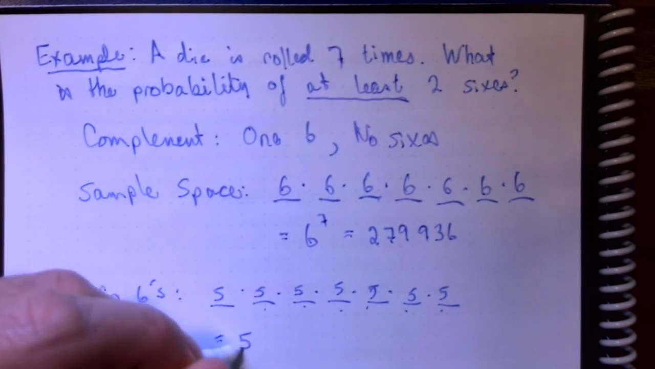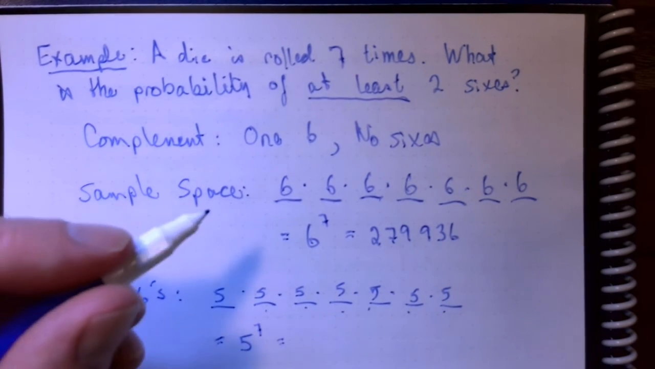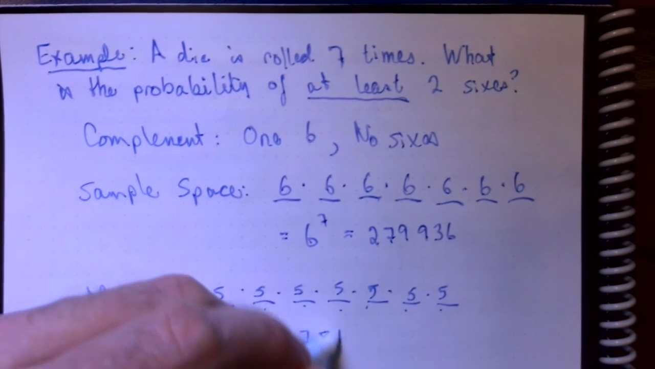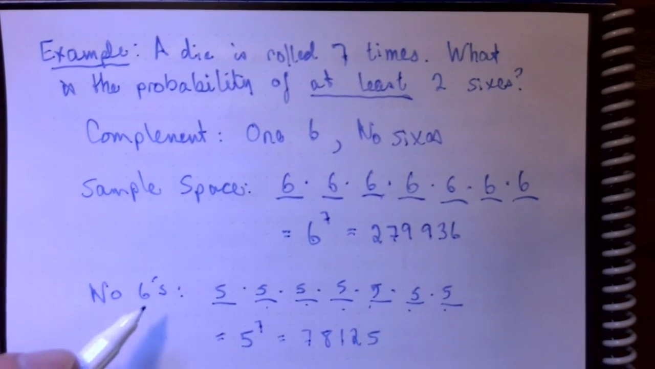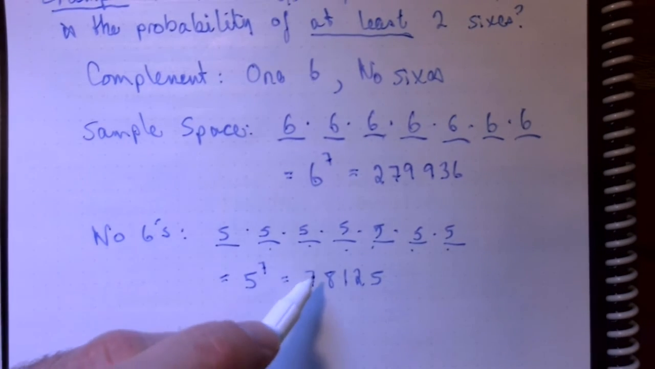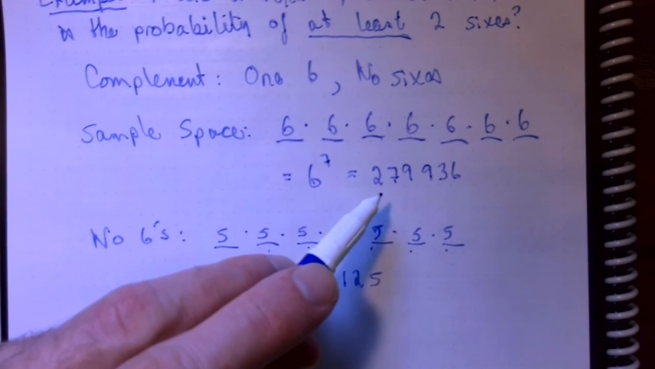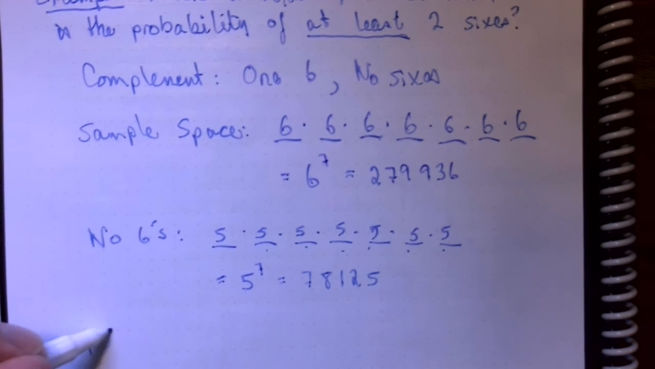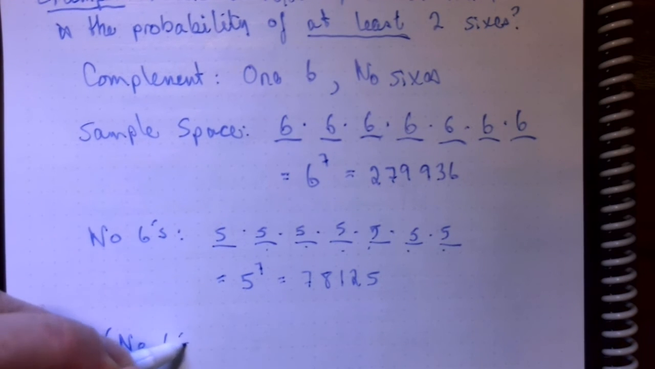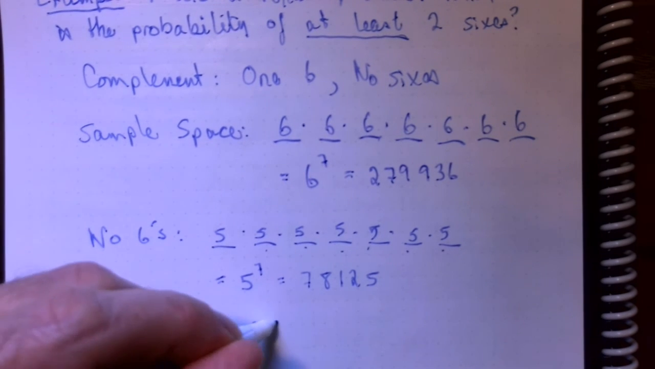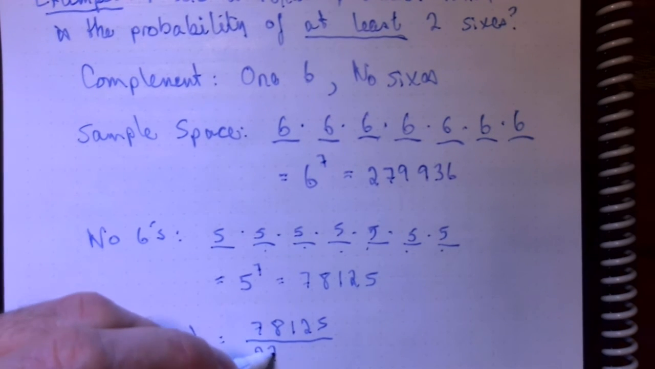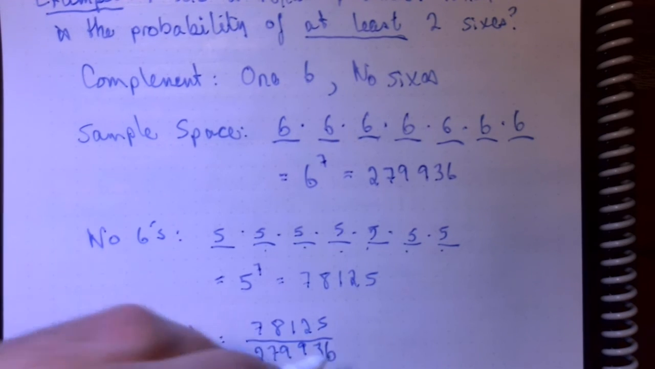So that's 5 to the power 7. And we can use our calculator here. 78,125 possibilities. So this is the total sample space. So the probability of no 6s is 78,125 out of 279,936.